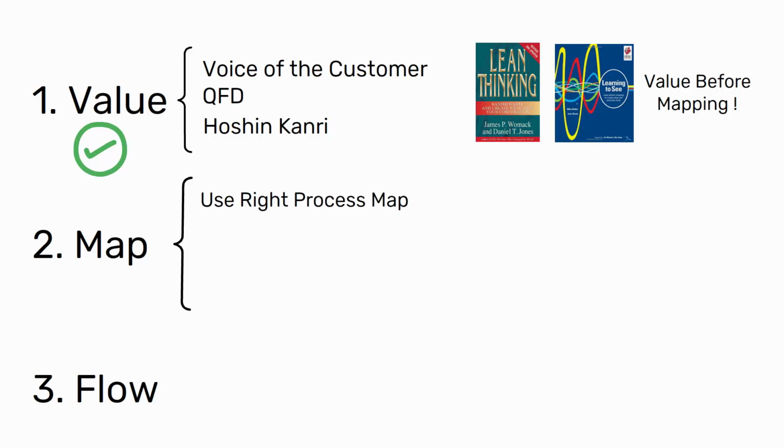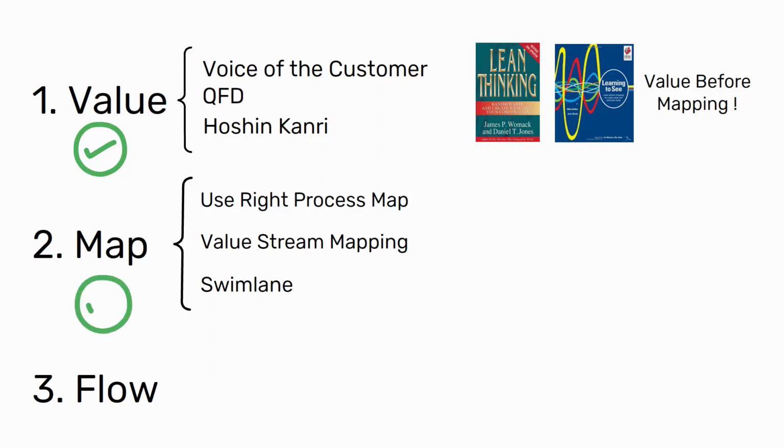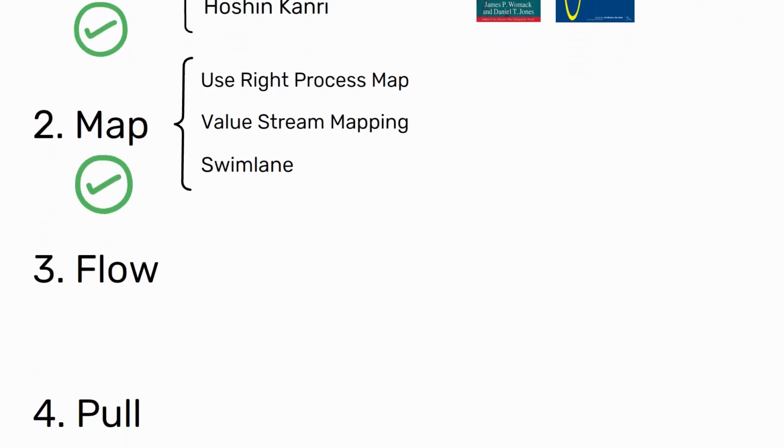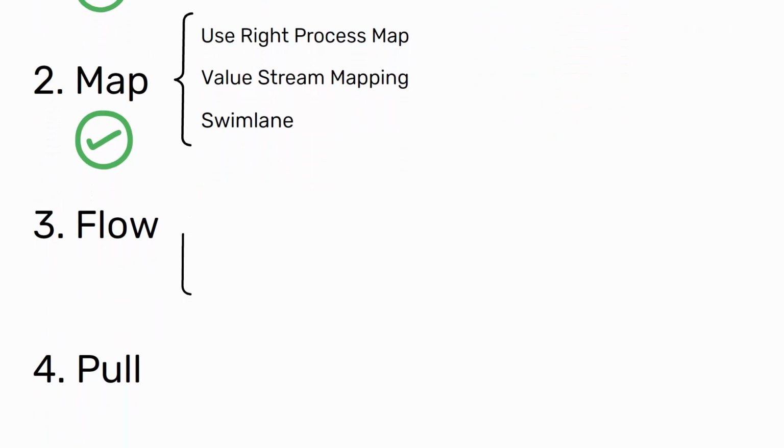I have created a video that explains the different types of process mapping. In general, for manufacturing processes, value stream mapping is used, while for transaction processes, swim lane is used. In the description, you will find links to dedicated tutorials. After mapping the process, you can move on to creating flow.